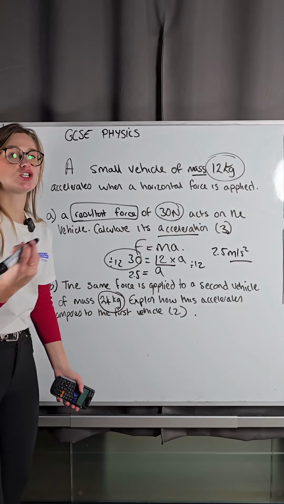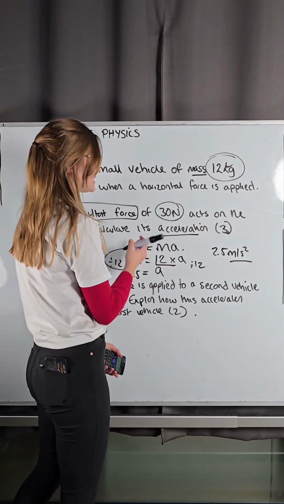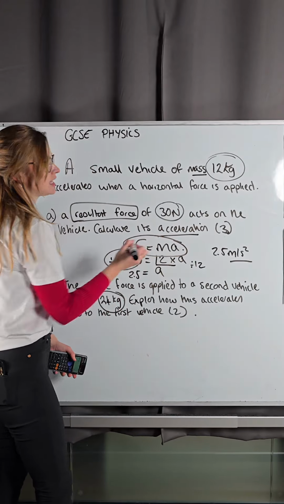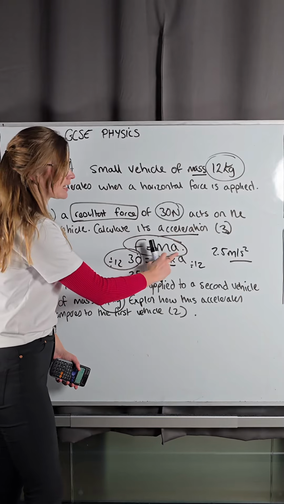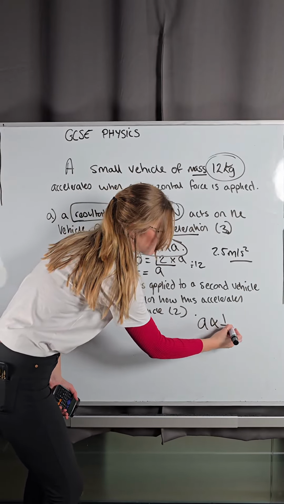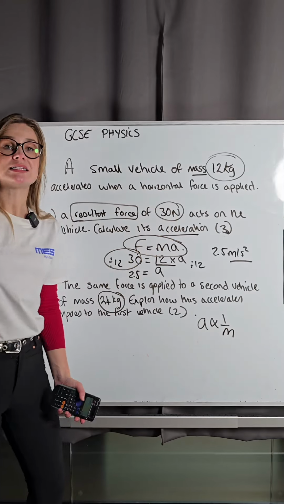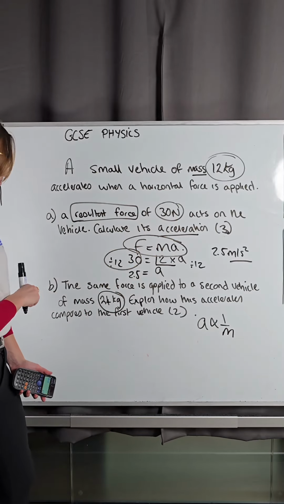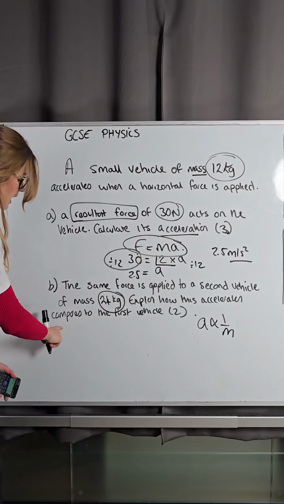And we know that because of Newton's second law. Newton's second law is this equation, F equals ma. And what it says is the force is directly proportional to the acceleration, but that the acceleration is inversely proportional to the mass. So what that means is the bigger the mass, the lower the acceleration. So I'll explain how acceleration compares.